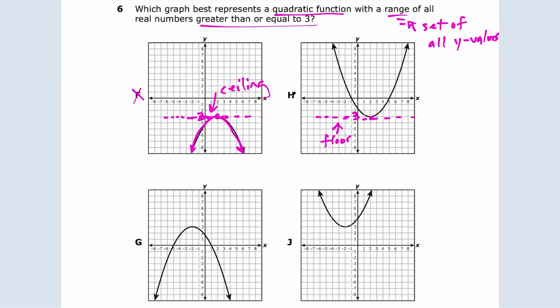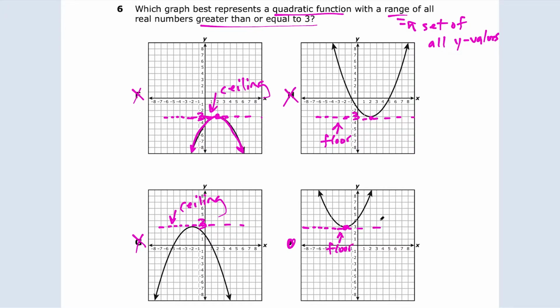So H we could eliminate. G we could also eliminate because this would be a set of all y values that are less than or equal to +3. So this is acting as a ceiling. So this is no good. So just by default, it has to be J. But if you look at the graph here, see that the minimum value occurs at y equals 3. And this is acting as a floor.